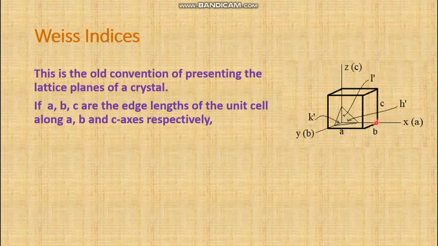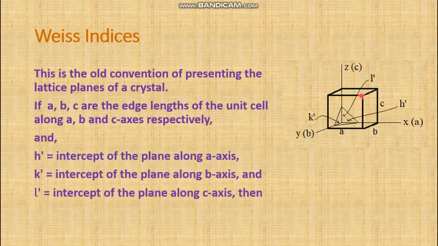So what is the b distance? This to this distance, or this to this distance, is b. And the distance from this point to this point is c. This point to this point is also c. Now these are the edge lengths. Now at what distance are they intersecting? The corresponding intercepts on the axes are h prime, k prime and l prime.